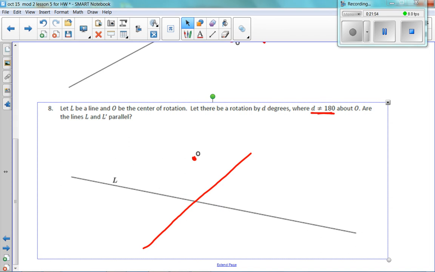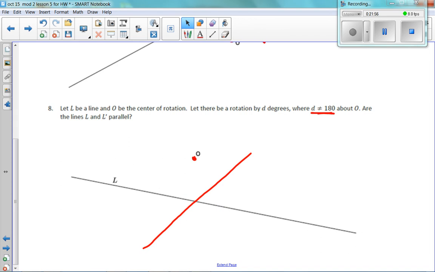So that should show you that when you rotate just one line, its image and its pre-image will not be parallel unless you rotate 180 degrees.